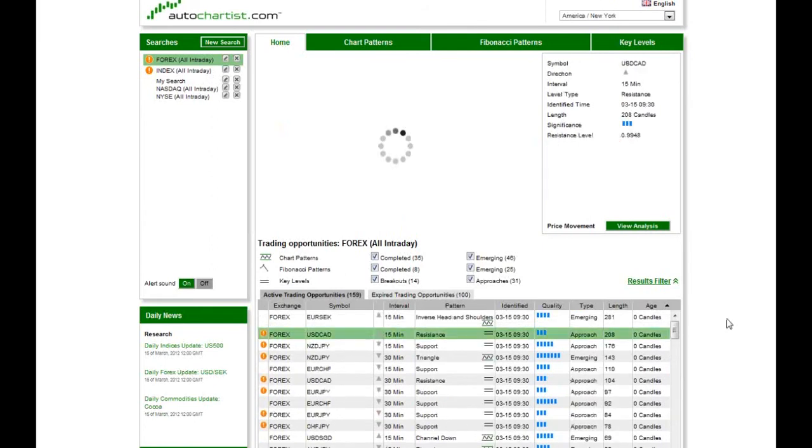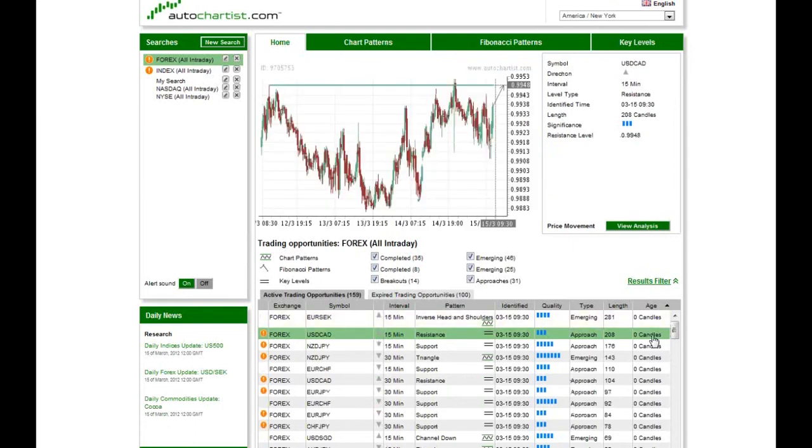So the age is really how long ago in candles this pattern or this opportunity was identified. If we're looking at this USD CAD opportunity right now, the age in candles is 0, which means that Autochartist had just now identified this in the last 15 minutes, because this is a 15-minute candle. Don't confuse this with the length. The length is how many candles have actually formed the opportunity itself, whether it's a chart pattern, a Fibonacci pattern, or a key level. But the candles in age is how long ago was this opportunity identified.